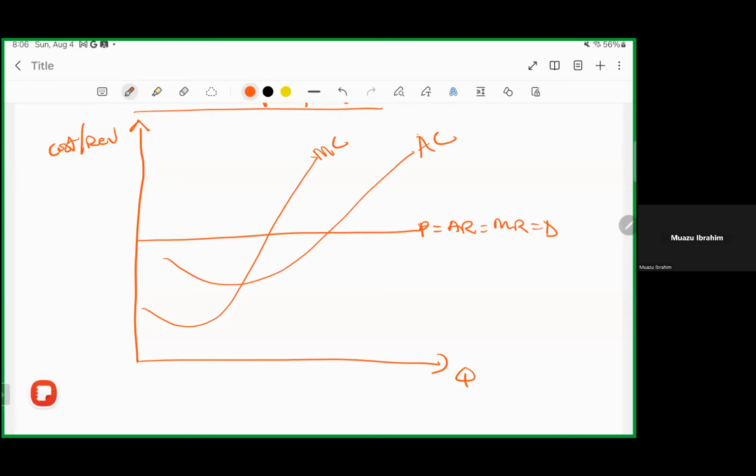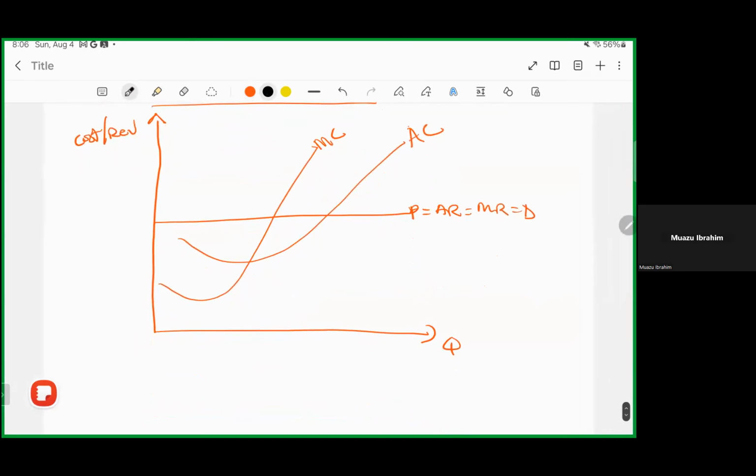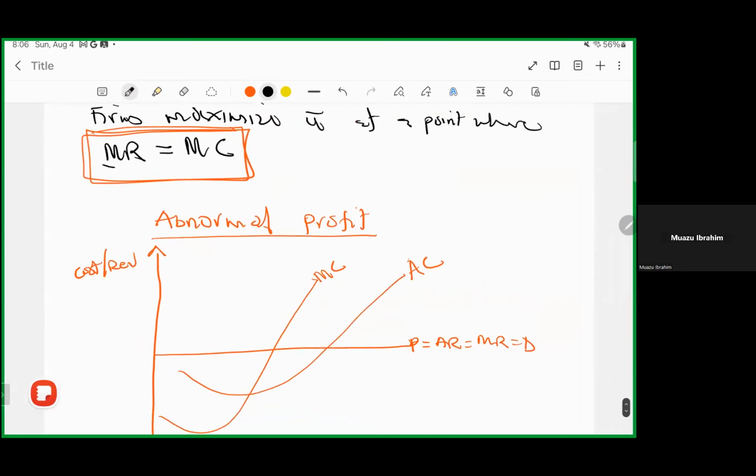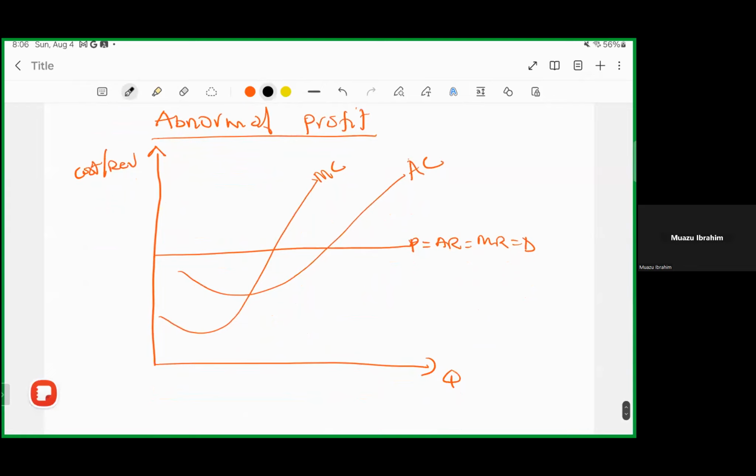Firms maximize profit at a point where, please note, marginal revenue is the same as marginal cost, or at a point where the two meet. So when you look at this particular curve, at what point do they meet? This is our marginal cost curve, and this is our marginal revenue. So they meet at this particular point. So this is the profit maximizing point.